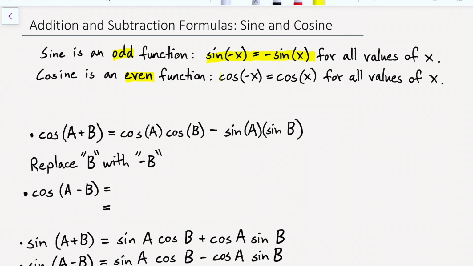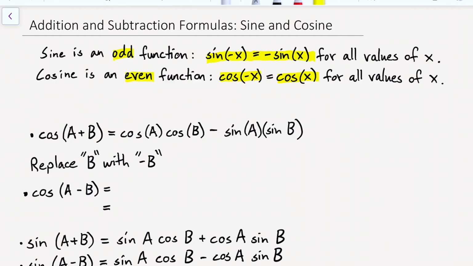Cosine is what we call an even function, and that means that cosine of negative x equals cosine of x for all values of x. It really doesn't matter whether the input is positive or negative, we will get the same output value for cosine regardless. I want to use that property to derive one of our subtraction identities in this video.